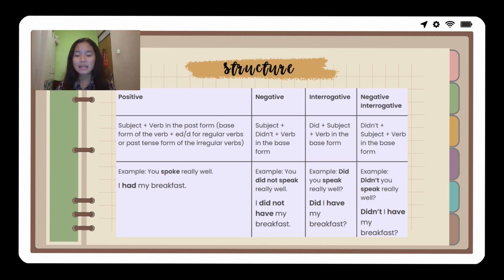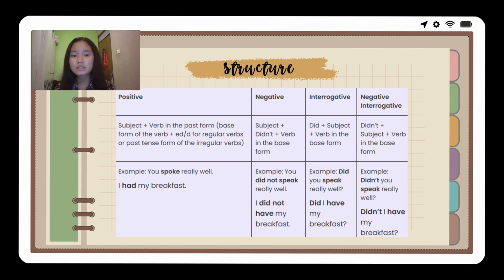So, the simple past tense has four structures. First one, active: subject plus past form, the base form of the verb plus ed or d for regular verbs, or the past tense form of the verb. The example is you spoke really well and I had my breakfast. Next one is negative. Negative consists of subject plus did not plus verb in the base form. The example is you did not speak really well and I did not have my breakfast.